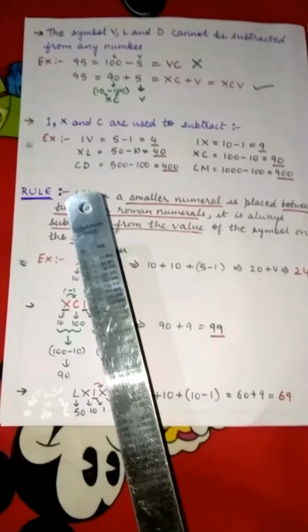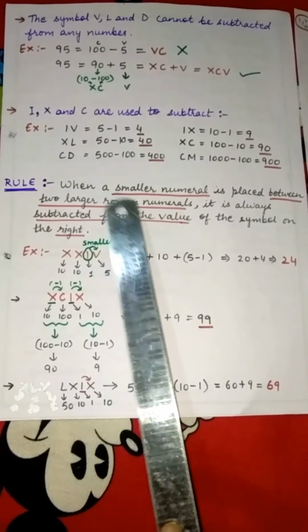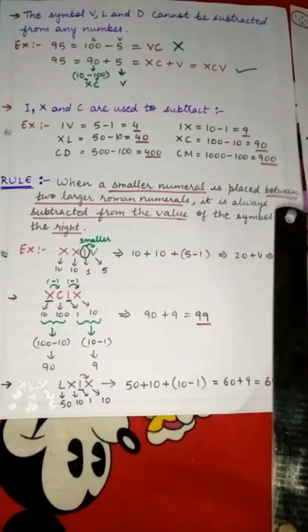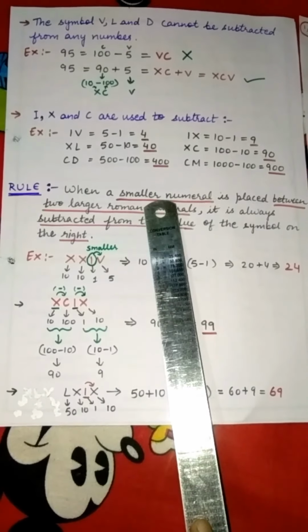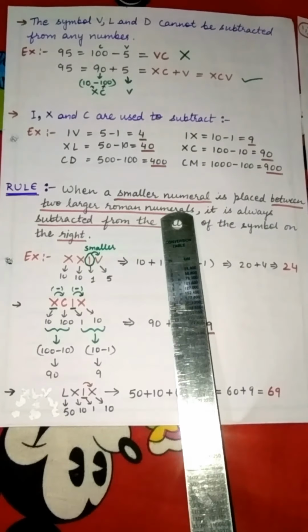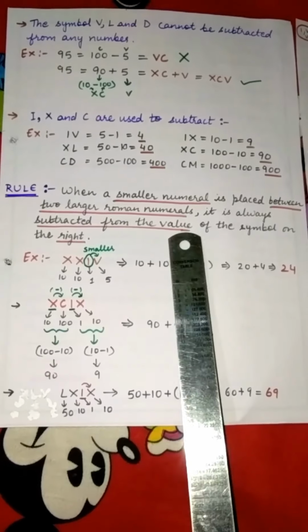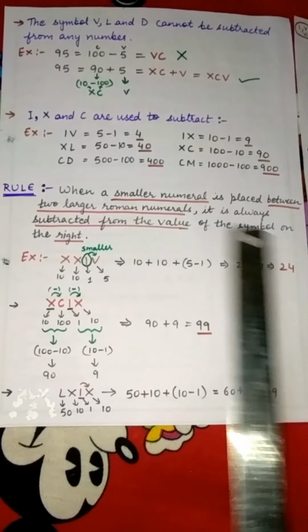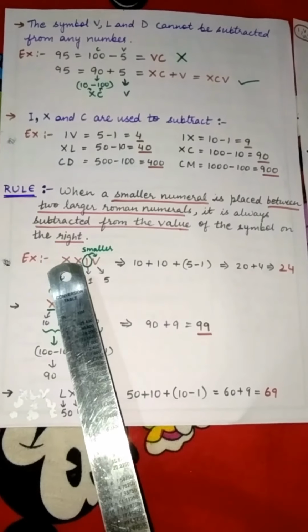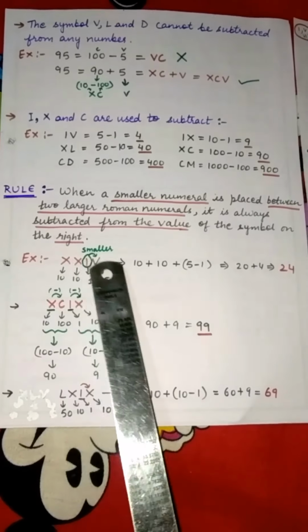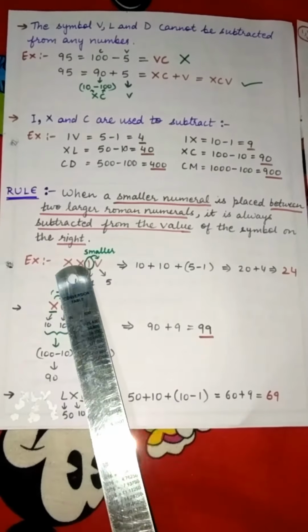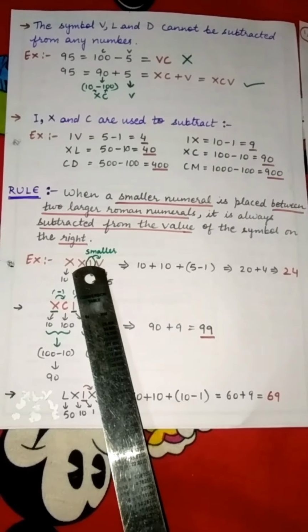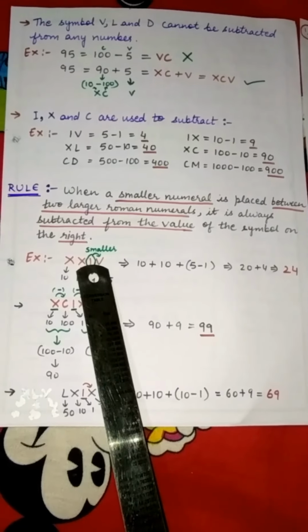Now there is another rule. When a smaller numeral is placed between two larger Roman numbers, it is always subtracted from the value of the symbol on the right. Like if there is some small value and there are two greater values on the left and right, then that small value will be subtracted from the value which is on the right of it.